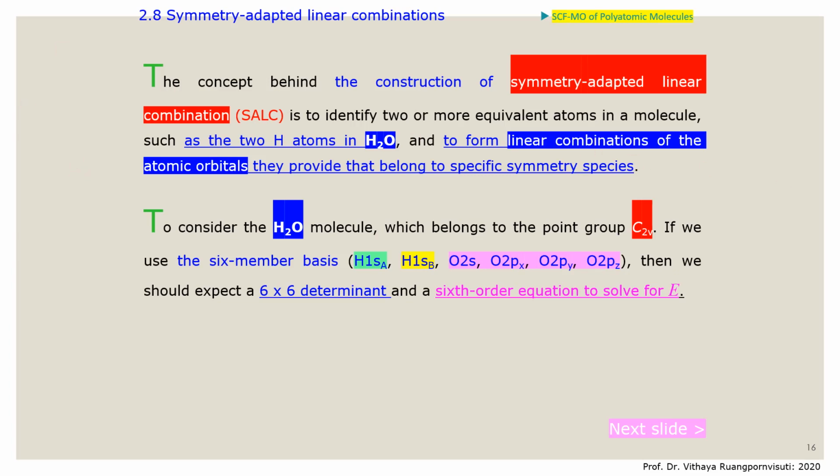Consider the water molecule, which belongs to the point group C2v. If we use the six-member basis, namely H1sA, H1sB, O2s, O2px, O2py, and O2pz, then we should expect a 6 by 6 determinant and a 6th order equation to solve for the energies.